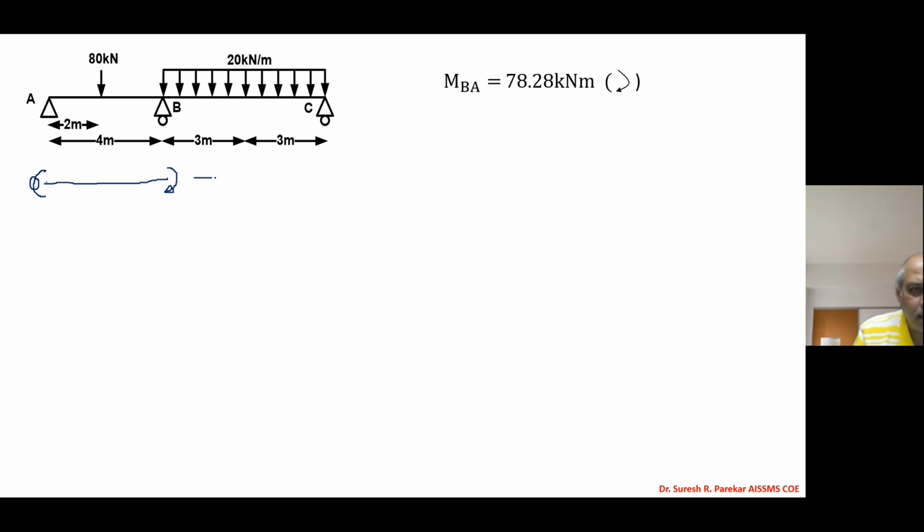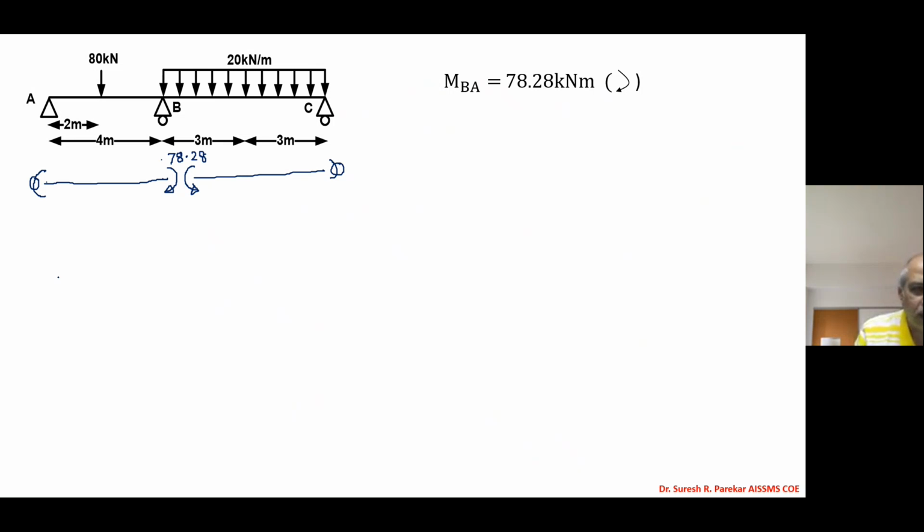So automatically if MBA is clockwise, we will get MBC as anti-clockwise. This should be equal in magnitude, opposite in direction. So we have 78.28. Value at this point is 0. Now you can see at B, the beam will go up. For BA, and for BC also it will go up. One is clockwise, it will take the beam up. The other is anti-clockwise, and it will take the beam up.